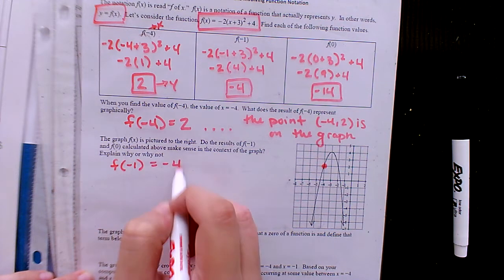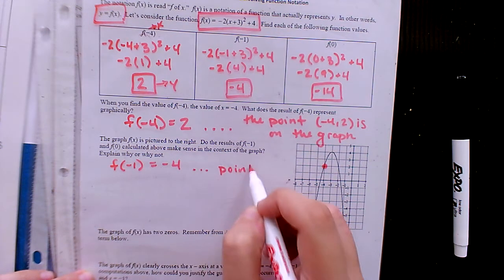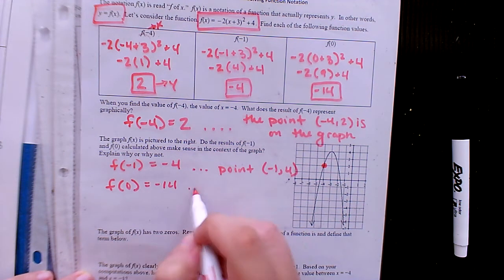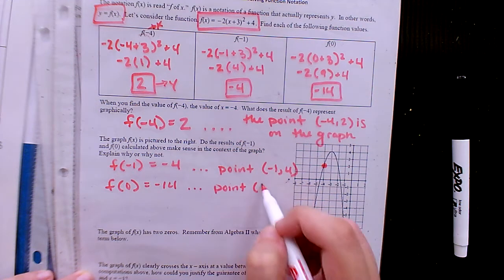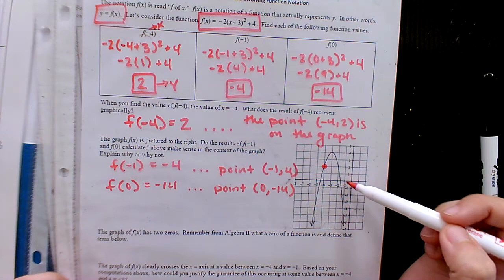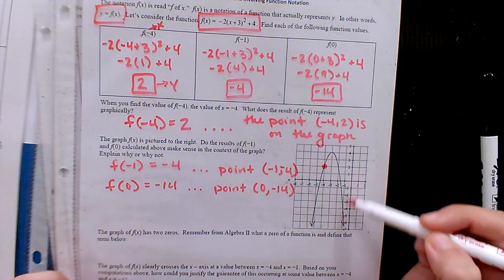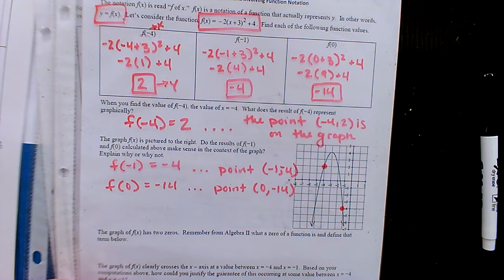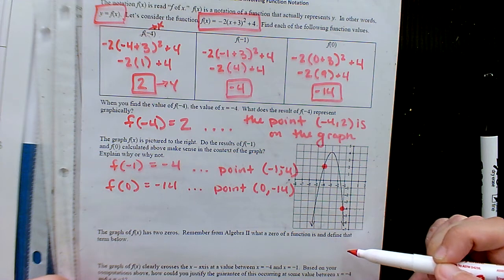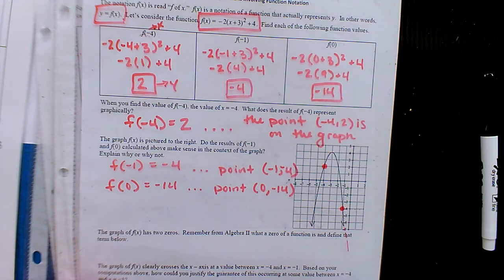So f of negative 1 equals negative 4. That means we have the point negative 1 comma negative 4, and f of 0 equals negative 14. We have the point 0 comma negative 14. Are those on the graph? Did we do our work correctly? Because we have this connection, this relationship. Let's see, negative 1 comma negative 4 looks to be good. Now 0 comma negative 14, we don't have that on the graph, but it kind of looks like it would be there, right? If it were to continue down. Okay, so I say we did that pretty good.